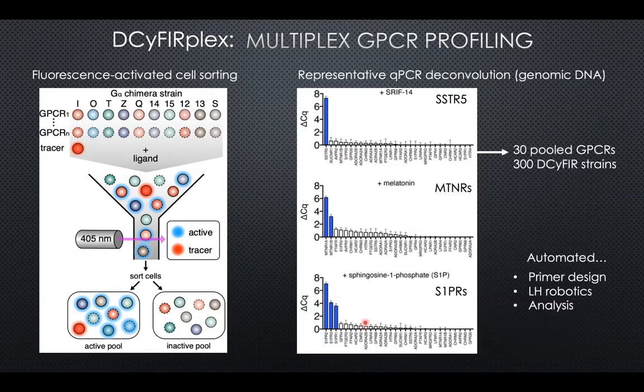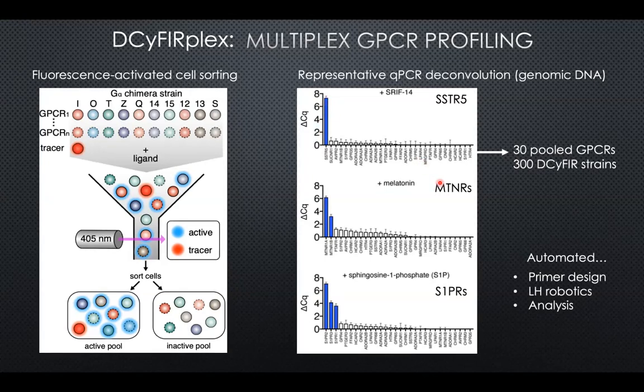We collect the active pool and we deconvolute what's in that active pool by quantitative PCR on the genomic DNA. So we do a simple genomic DNA prep. As a reminder, on the x-axis here, we have 30 pooled GPCRs that correspond to 300 Decipher strains. So when we deconvolute this with the qPCR, we only get signal from somatostatin receptor 5, and that signal is 2 to the 7th. So this is a massive signal to noise.